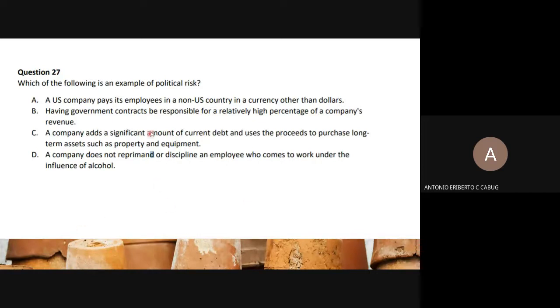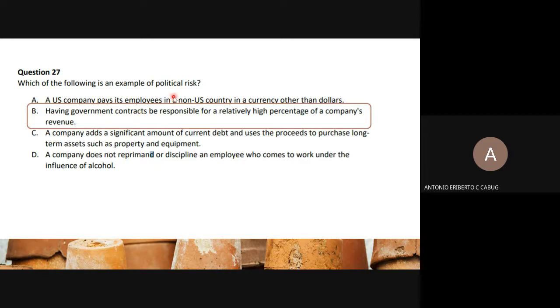Which of the following is an example of political risk? Political risk. Go. Okay, ang bilis, no? So, which of the following is an example of a political risk? Letter A will result to forex risk, no? Foreign exchange risk. Okay? Pinaka nakakatakot dito yung B, yung dependent ka sa gobyerno. Having government contracts be responsible for a relatively high percentage of the company's revenue. That's subject to political risk.